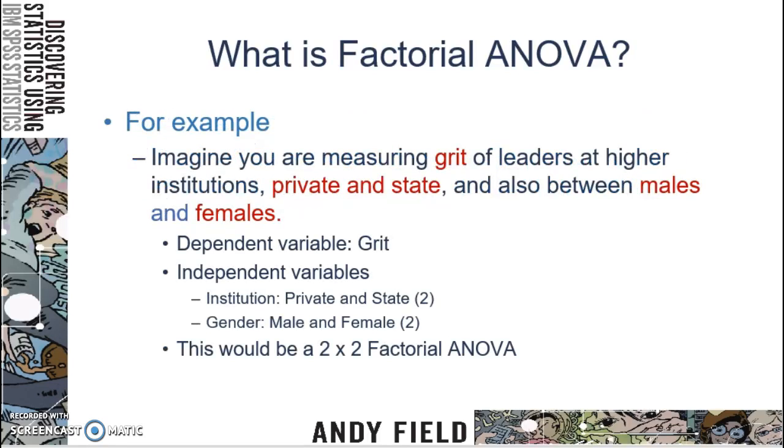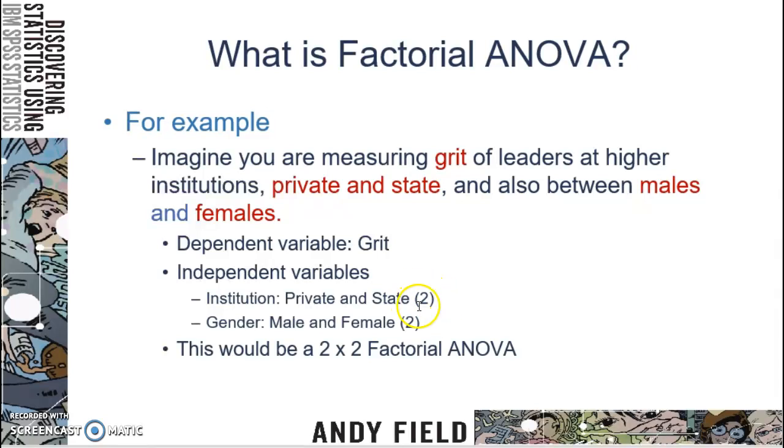Here we have, imagine you are measuring grit of leaders at higher institutions, both private and state, and also between males and females. So in this case, our independent variables are your institution and your gender. So I've got a private and state institution, and I've got males and females. And my dependent variable is going to be grit. And this would be considered a 2 by 2 factorial ANOVA.